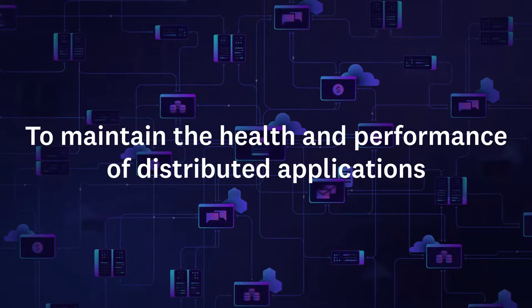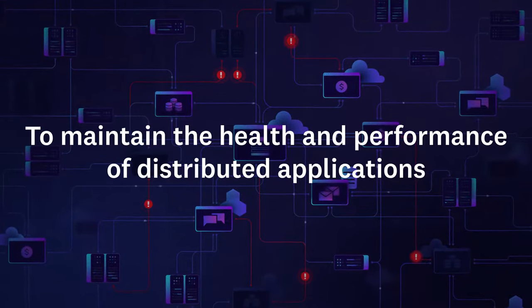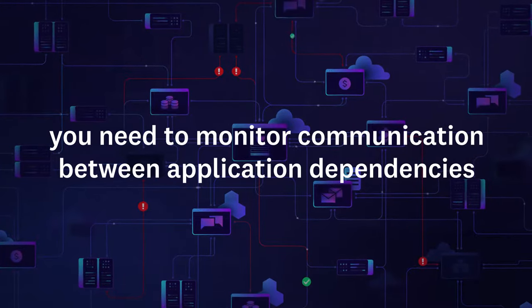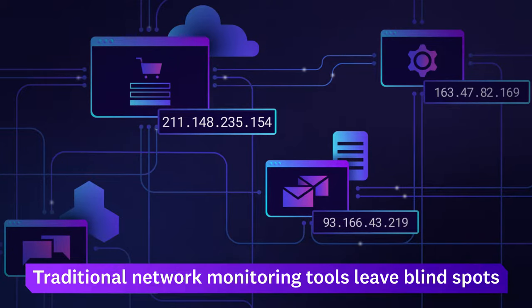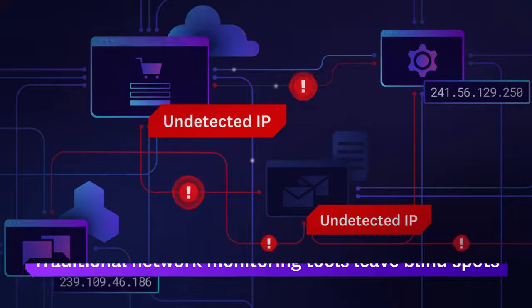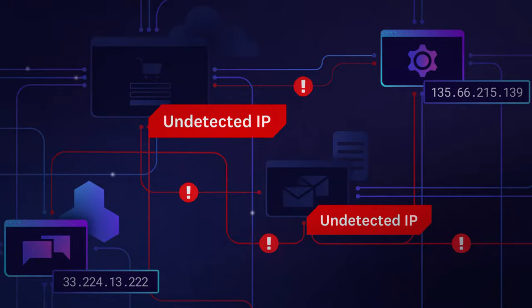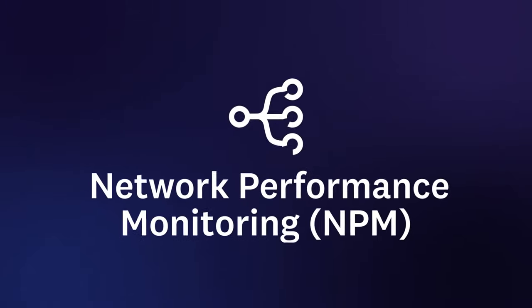In order to maintain the health and performance of distributed applications, you need to monitor communication between all of your application dependencies. Traditional tools that monitor network performance rely on IP connection data, which can lead to blind spots in ephemeral cloud and hybrid environments. That's why we built Datadog Network Performance Monitoring.